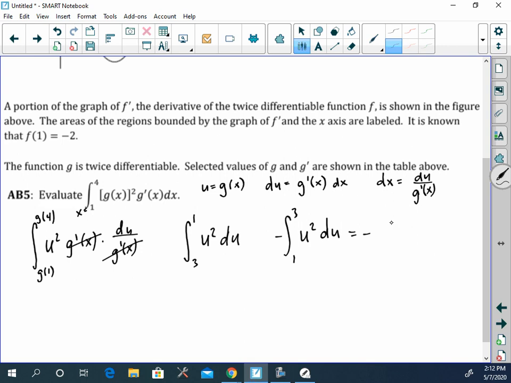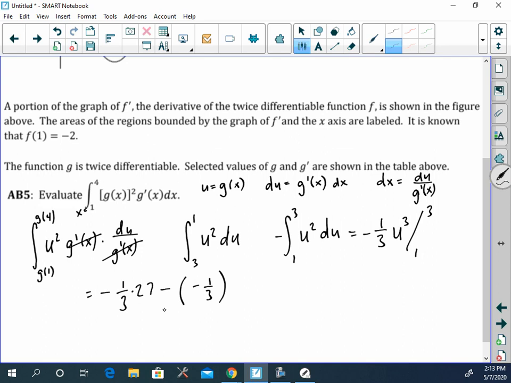So I've got the negative out front, u squared. When we take the antiderivative, we add 1, and you divide by 3, or divide by your new exponent. So I'm going to put a third out front going from 1 to 3. And then if we plug in 3 here, we get negative a third times 3 cubed, which is 27. And then subtract, and we've got negative a third times 1.